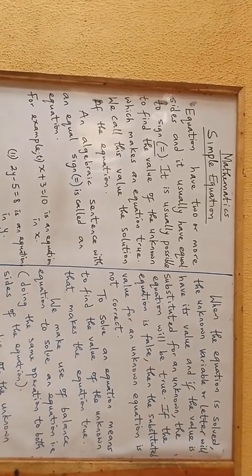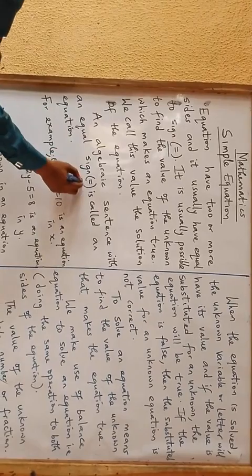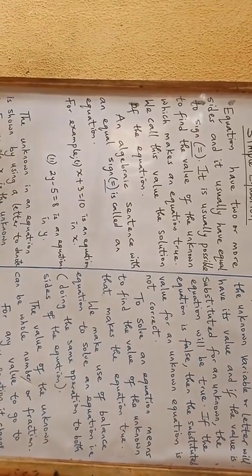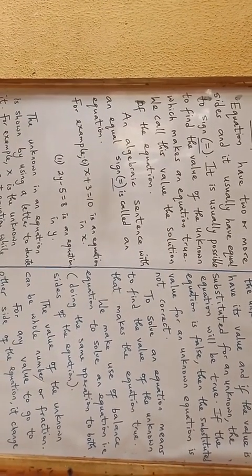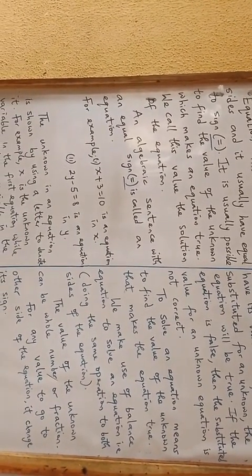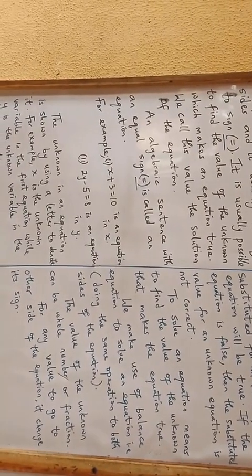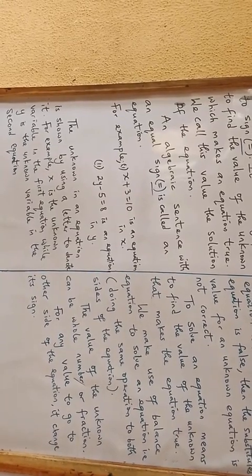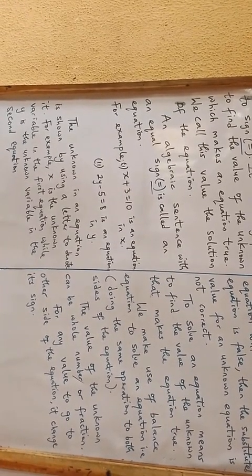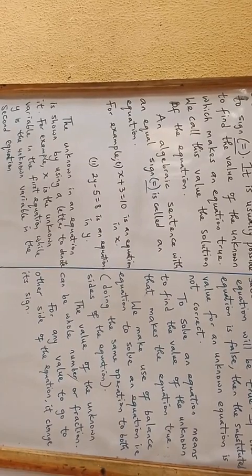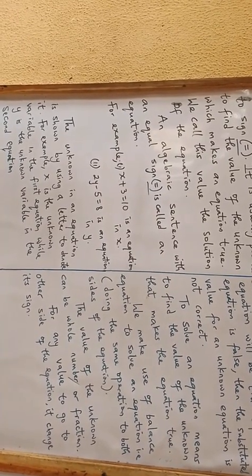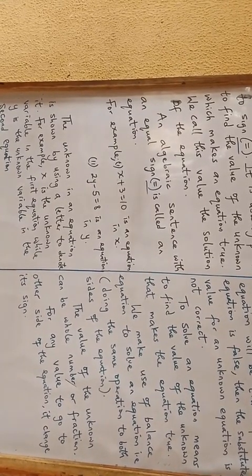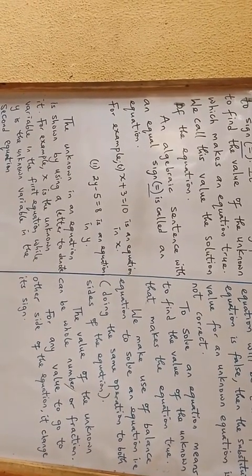An algebraic sentence with an equals to sign is called an equation. For instance, x plus 3 is equals to 10 is an equation. There is a difference between an expression and an equation. An expression has just one side. An expression does not have an equals to sign, while an equation has two or more sides and it usually has an equals to sign.